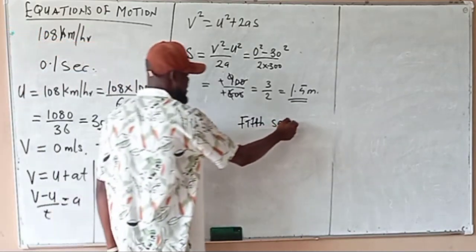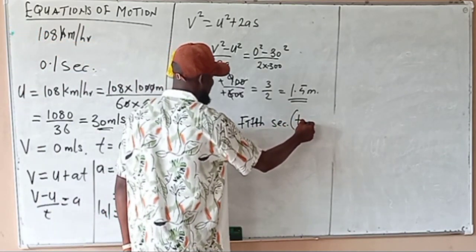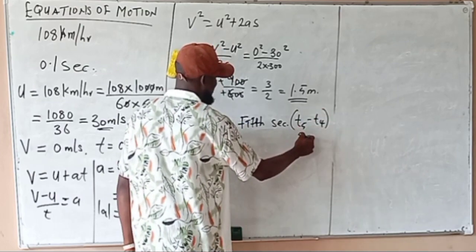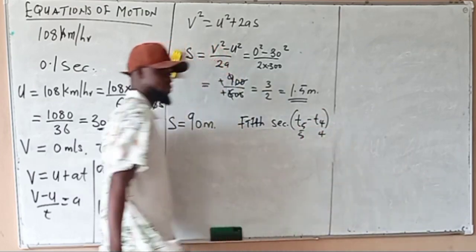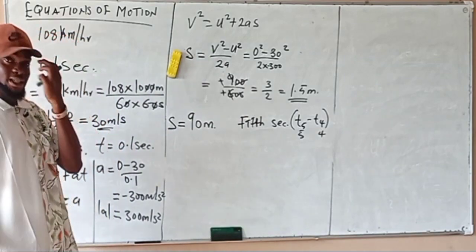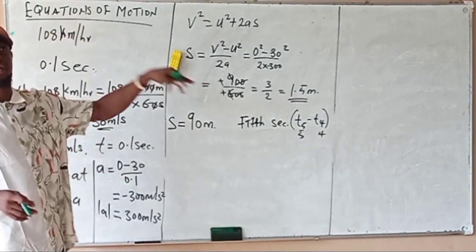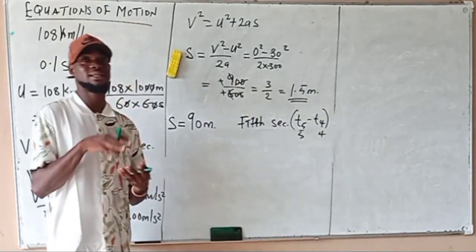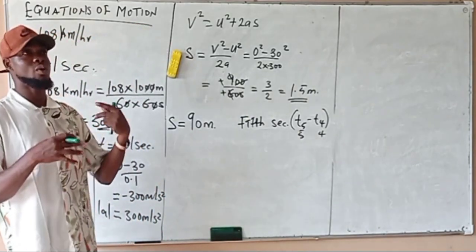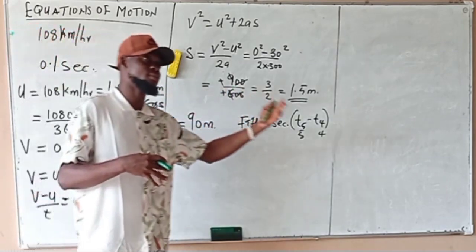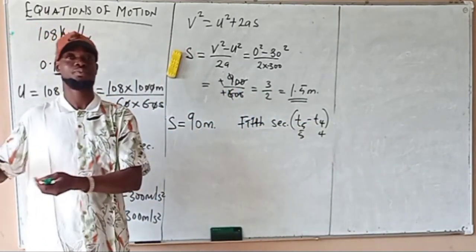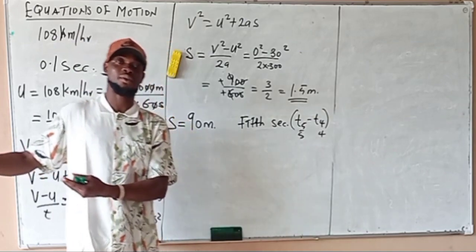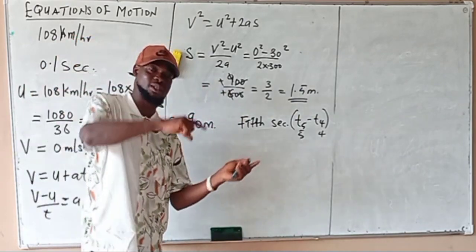To express the 5th second, you take T5 minus T4. T5 is 5, T4 is 4. At T5 the time is 5, then at T4 the time is 4. That's the expression. So if you have the 5th second, what you have to do is remove the initial time, which is 4, from the final, which is 5.